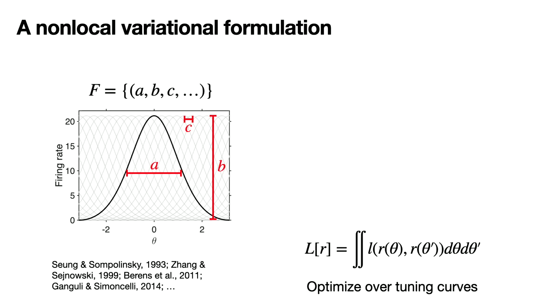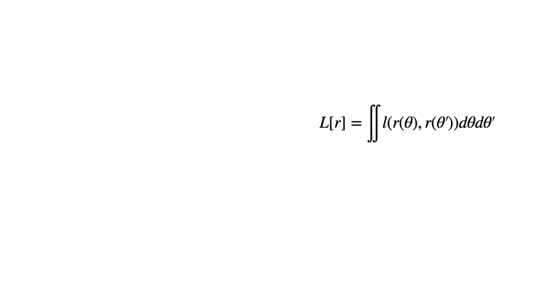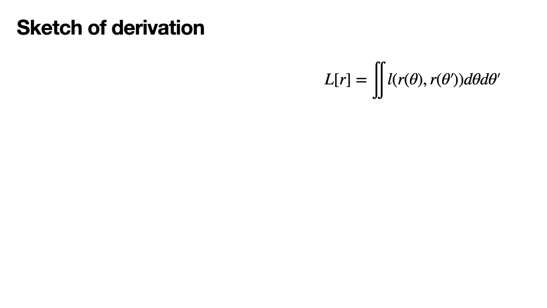This is also a classical problem, but previous work often assumes some kind of functional form for the tuning curve, such as Gaussian bumps, and with a finite number of parameters, such as width, height, and density. This makes the optimization problem more tractable, but a lot of these assumptions are not justified. Here, we don't make any assumptions on the functional form, and any smooth tuning curve is fair game. So this makes our problem a non-local variational problem. In this work, we analytically derived the solution to this problem, but in the interest of time, I will not go through all the derivation, but only give you a sketch of the ideas.